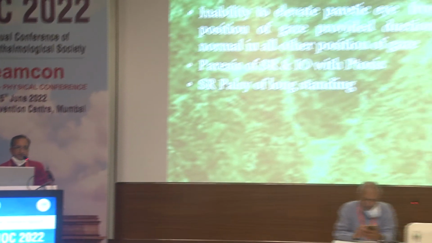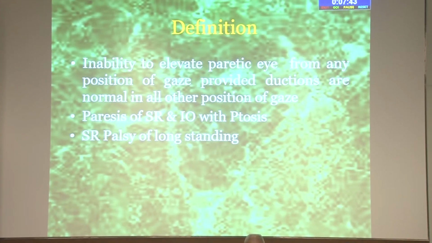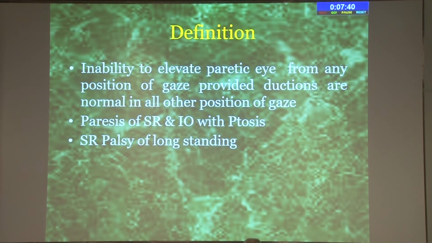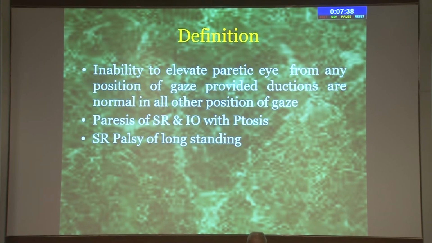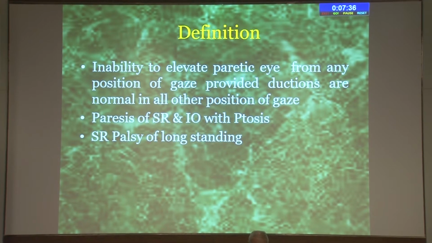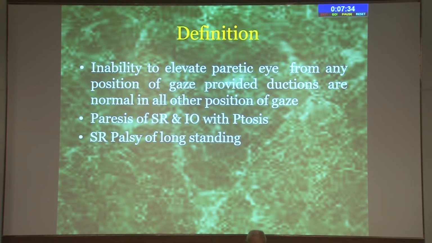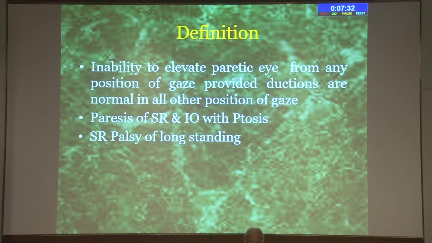Basically, it is defined as inability to elevate the paretic eye from any position of gaze, provided ductions are normal in all other positions of gaze. It may be due to paresis of superior rectus and inferior oblique with ptosis, or it may be a long-standing superior rectus palsy.